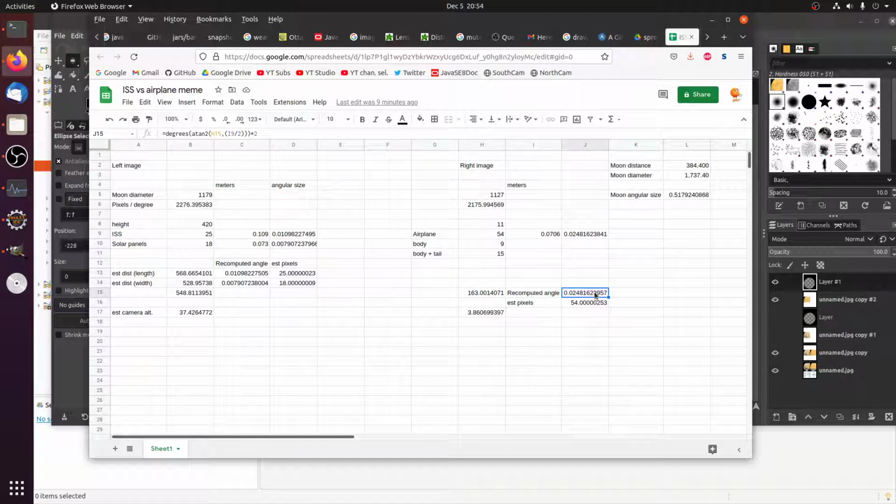From there, I recomputed the angular size of the airplane's fuselage, and then reconverted to estimated pixels. And in this one, I did something similar. I estimated that the moon and the airplane would have been at 3.86 degrees altitude.